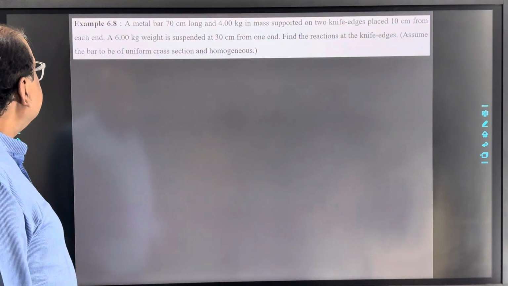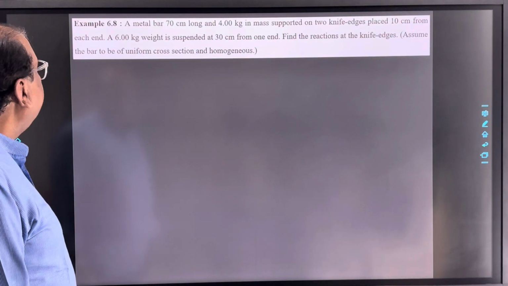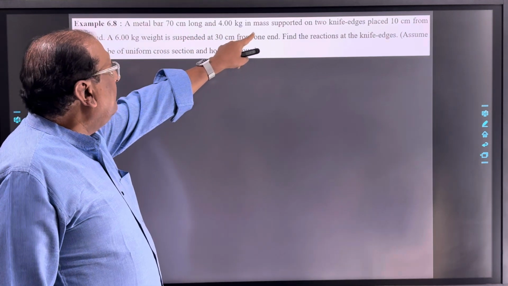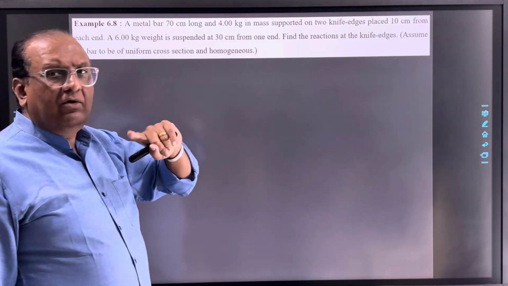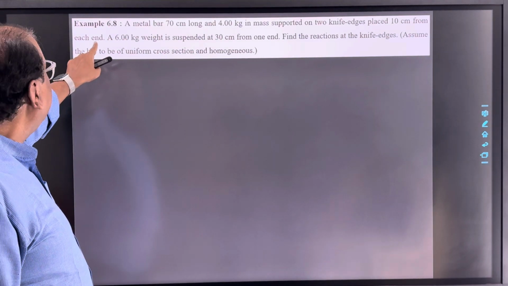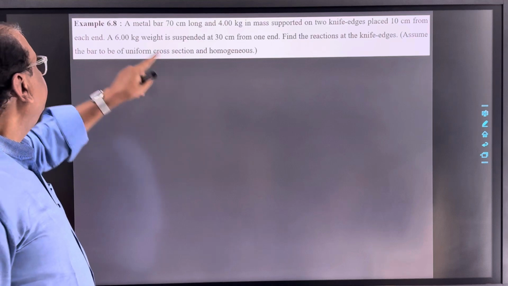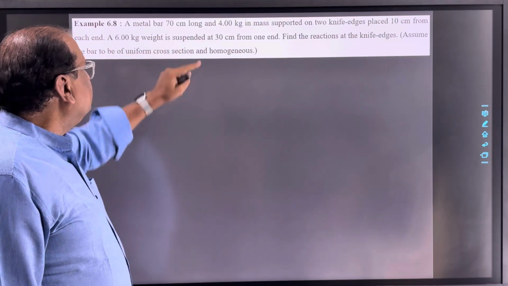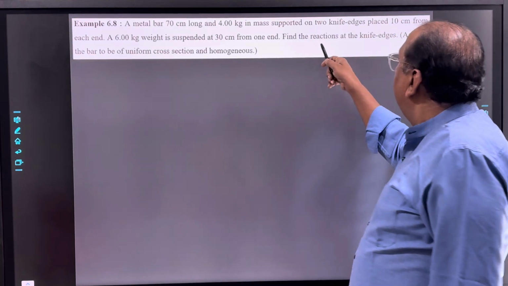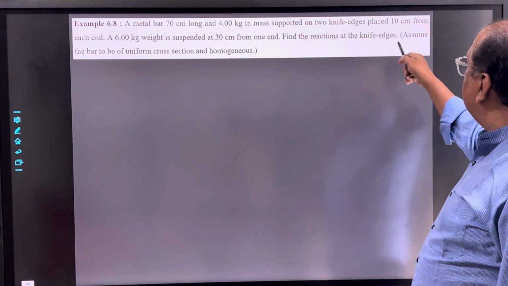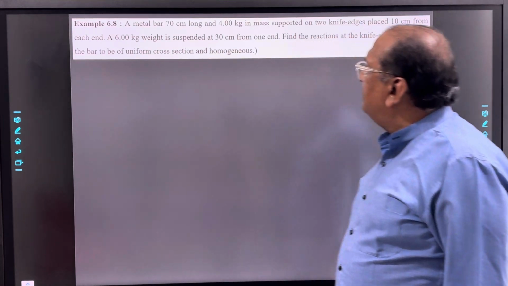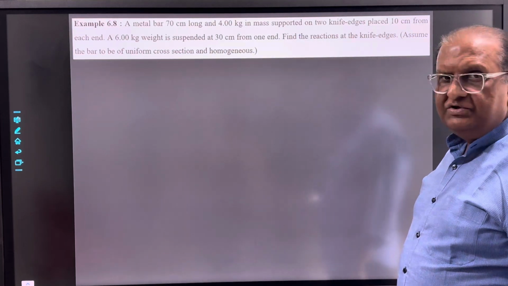Now next, that is example 6.8. A metal bar 70 centimeter long and 4 kilogram in mass, supported on two knife edges, placed 10 centimeter from each end. A 6 kilogram weight is suspended at 30 centimeter from one end. Find the reactions at the knife edges. Assume the bar to be of uniform cross section and homogeneous.